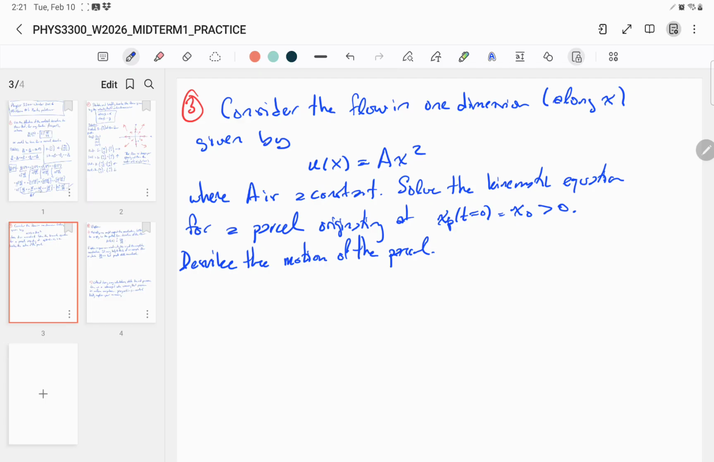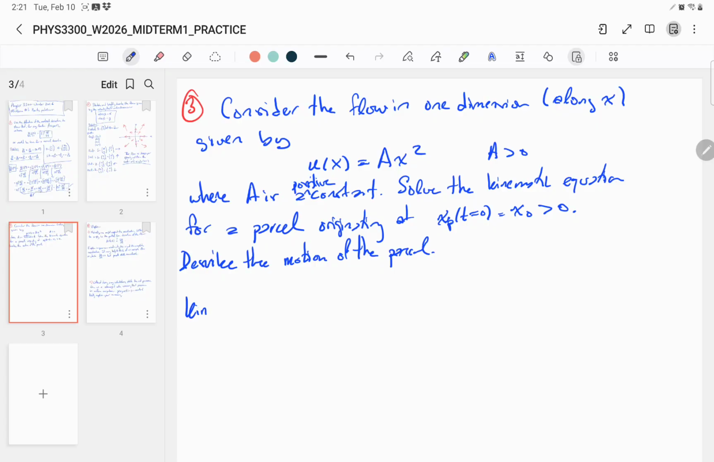Okay, so let's jump back into the third problem here. So this one is about the kinematic equation. So consider the flow in 1 dimension, so just a one-dimensional flow along x. So you can think of it as like flow in a pipe or something. Given by u of x equals a x squared, where a is, let's say, a positive constant. So a is greater than 0. Solve the kinematic equation for a parcel originating at x naught positive at time t equals 0. Describe the motion of the parcel.